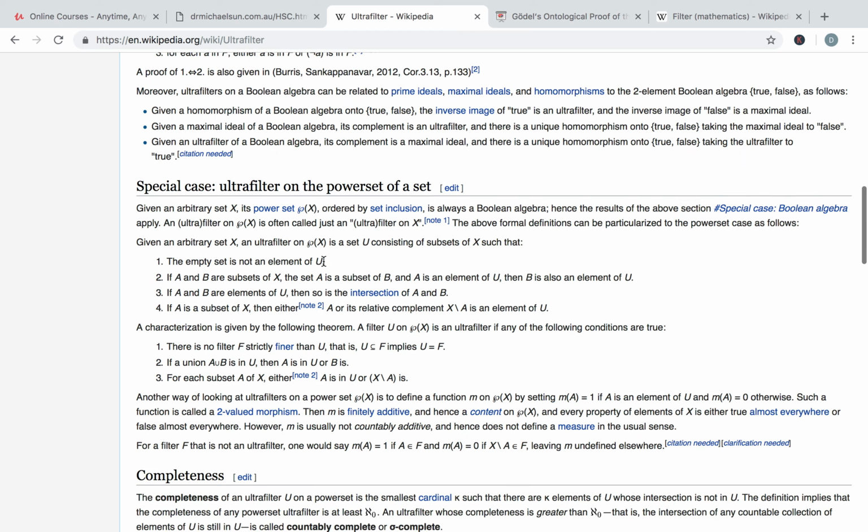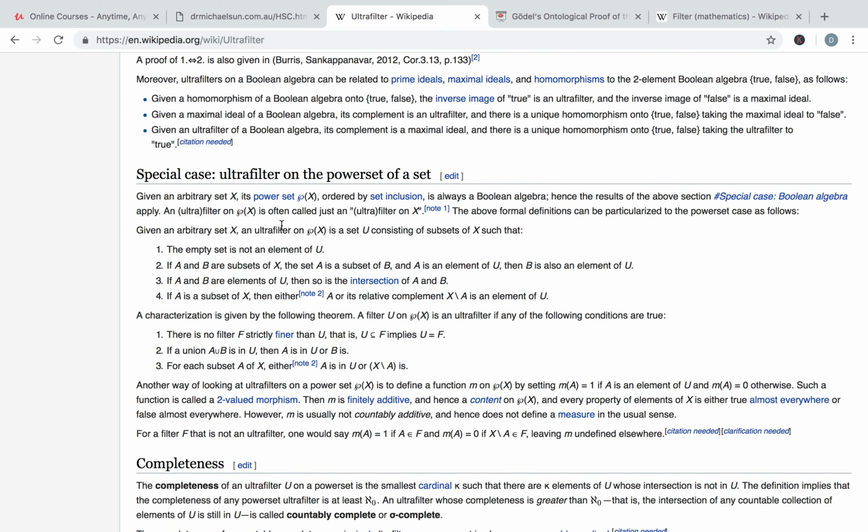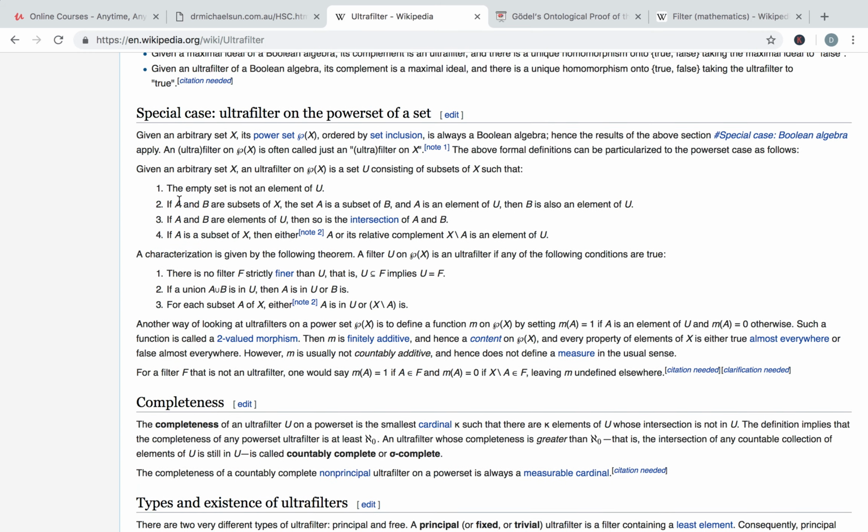So yeah, here it is: the special case of an ultrafilter on the power set of a set. The empty set is not an element of U, so that's just saying it's a proper filter, because if the empty set's there, then every set will be there, right? Because everything contains the empty set. If A and B are subsets, and the set A is a subset of B, that's just the filter axiom, where the bigger thing is also in the filter. Three is another filter property: the intersection is contained. Four: if A is a subset of X, either A or its complement is in the ultrafilter. That has something to do with it being maximal, because that wasn't one of the axioms of being a filter.